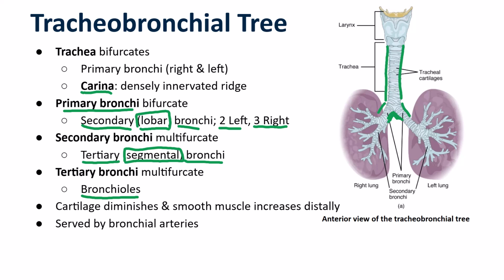So as we move proximally to distally, what happens is the hyaline cartilage rings diminish and the amount of smooth muscle increases as we move farther along distally, such that when we're in the bronchioles, it's all smooth muscle. Those bronchioles are served by bronchial arteries, so that's part of systemic circulation, as we'll discuss.